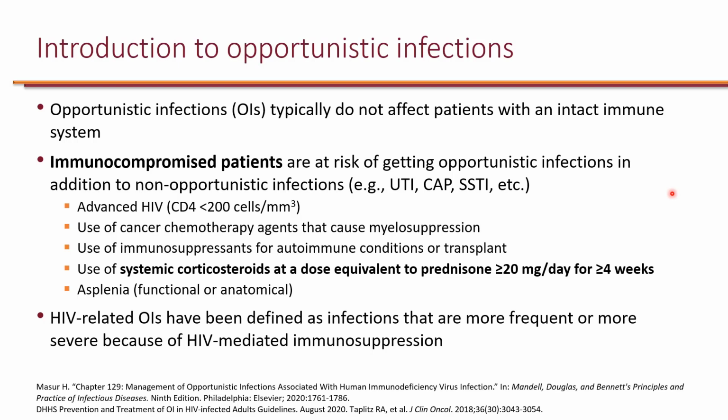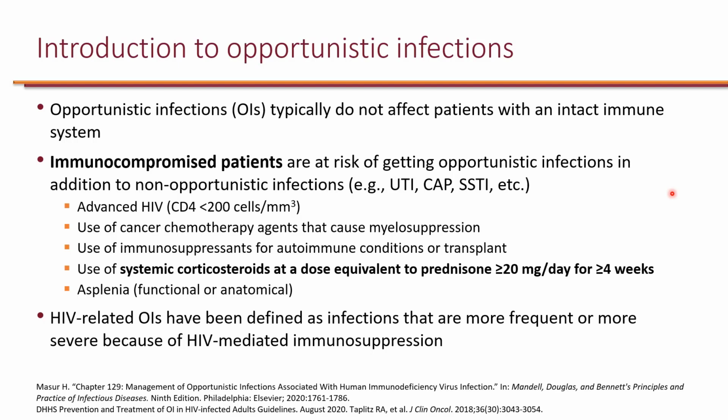Opportunistic infections typically do not affect patients with an intact immune system, so the name opportunistic refers to the fact that these infections take advantage of immunocompromised patients. Immunocompromised patients not only can get opportunistic infections, but they can also have non-opportunistic infections like other people, so infections like UTIs, community-acquired pneumonia, skin and soft tissue infections, etc.